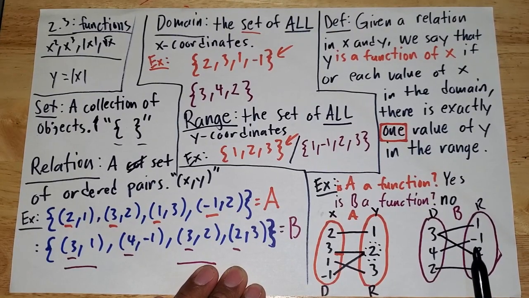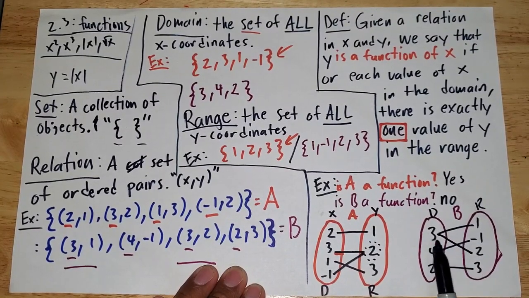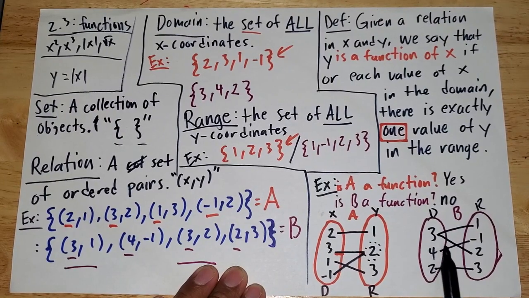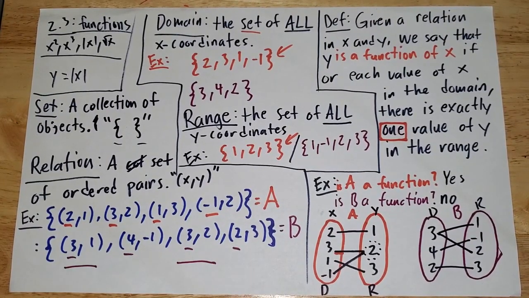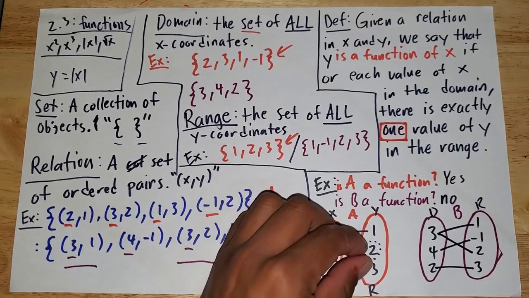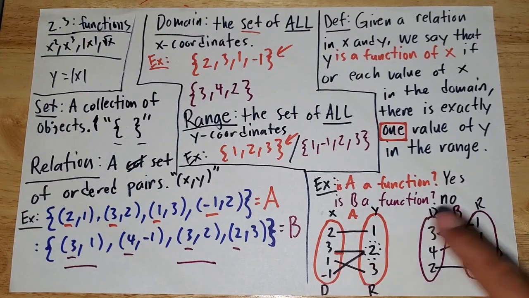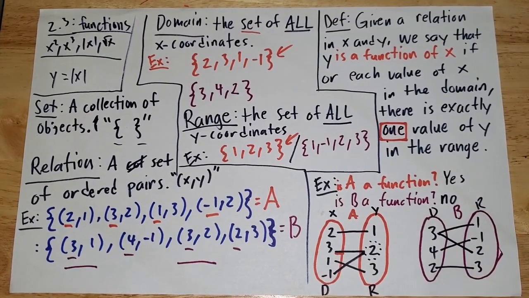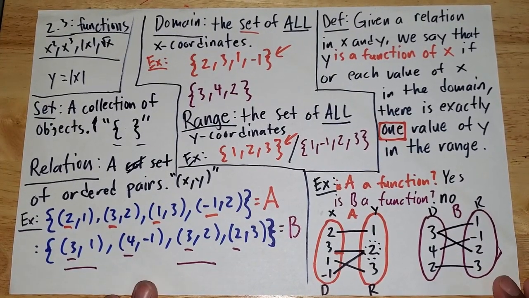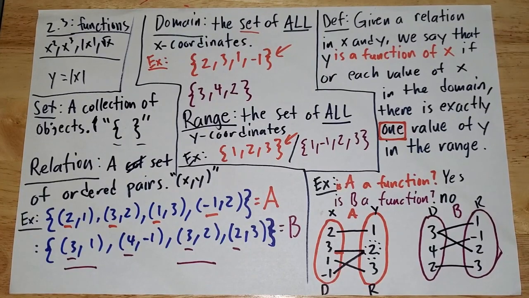4 is only going to -1, so it's only going to 1. But then this 3 goes to 1, 2 different y values. These 2 different x's are only going to one y. So that's perfectly okay. Whereas this is not okay. So this was a function. This is not a function. Again, because it can only go to exactly one value of y.